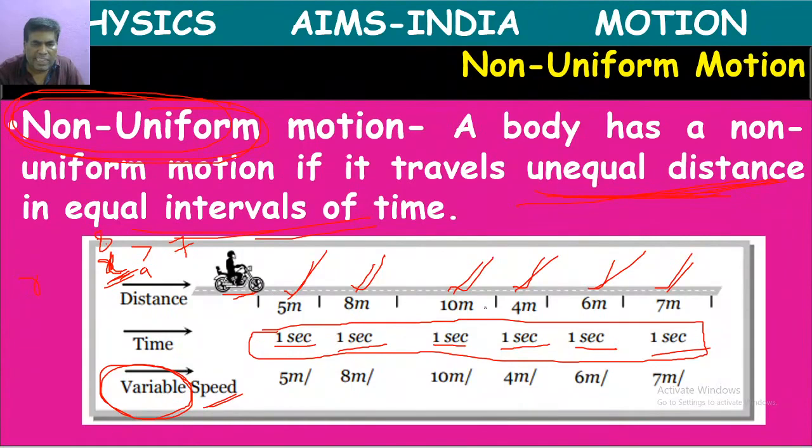Here also the speed of the body is variable. Here 5 meter per second, 8 meter per second, 10 meter per second, 4 meter per second, 6 meter per second, 7 meter per second. So in equal intervals of time, it is covering unequal distances. So this is an example of non-uniform motion.